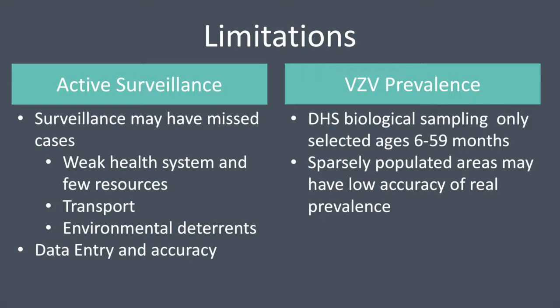And in terms of chickenpox prevalence, the study only sampled children under 5, so we don't have a population-wide estimate of prevalence. That's important to keep in mind. And like I said, sparsely populated areas are not very accurate, so you have to take that with a grain of salt. But we were able to actually visualize the estimated national prevalence for the first time.